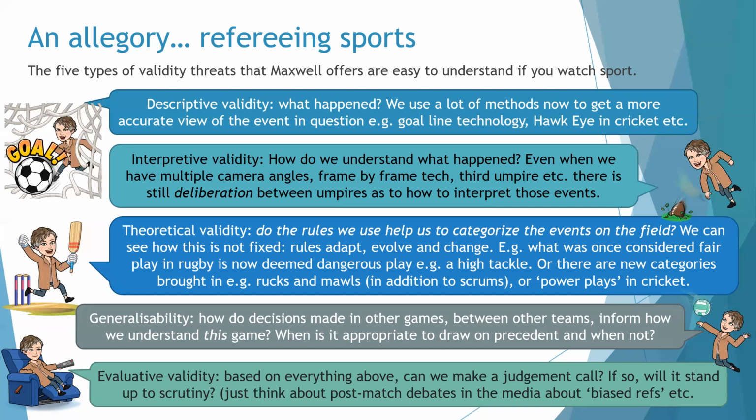If you've ever watched post-match debates about the bias of an umpire or referee, you'll know that what constitutes a valid evaluative judgment is often highly contested. The media will go on about biased refs, etc. But all of these apparatus within sport are an attempt to shore up the validity of the truth claims made by the decision makers on the field. And if you've watched sport, you'll know that they are far from fail-safe, but they work 99% of the time. The decisions that the umpires or referees make are considered credible and trustworthy for the most part.